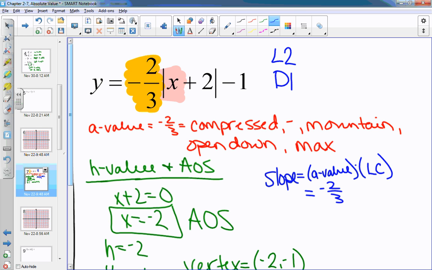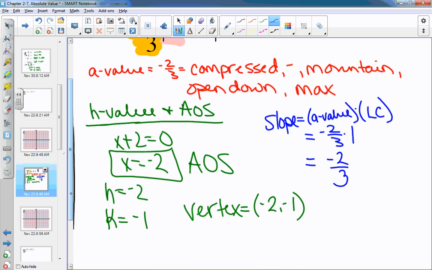Negative 2/3. And what is my leading coefficient? What is attached to this x by multiplication? A 1. The phantom 1 is there. Do y'all see that? It's the phantom 1. So this is going to give me negative 2/3. So if that gives me negative 2/3, what is the graphical definition of slope? Rise over run.